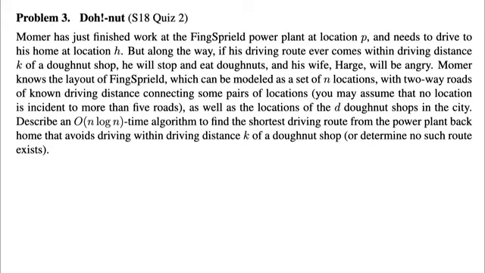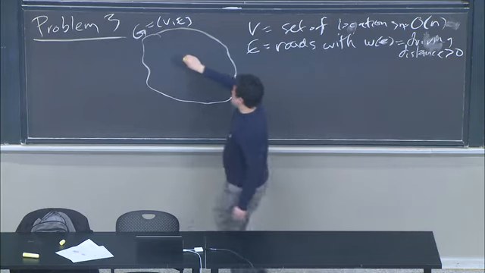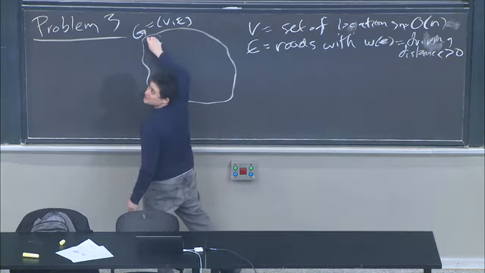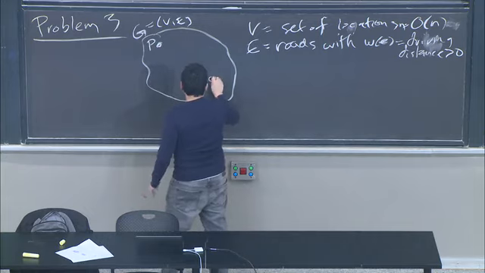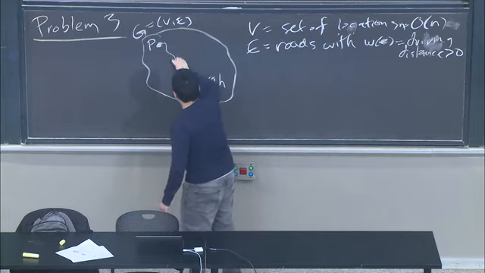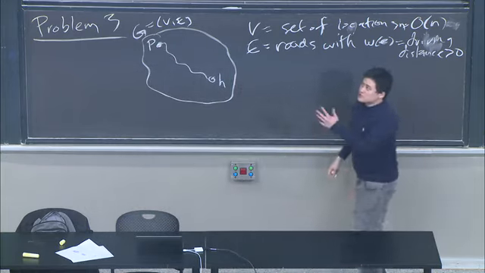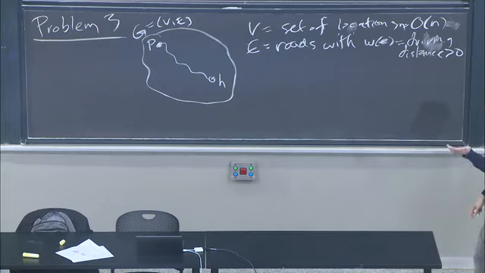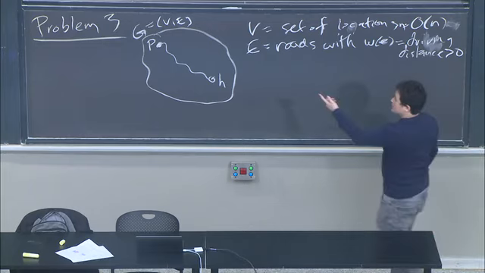Okay, all right. So this is a graph I could make, and I have a vertex S or a vertex P and a vertex H, and I'm trying to find a shortest path between them, right? Shortest driving distance, driving route, right? Okay, so I could run Dijkstra.